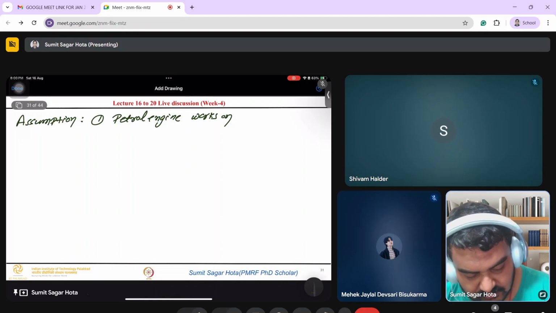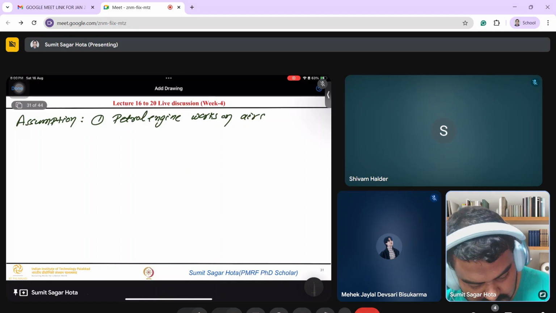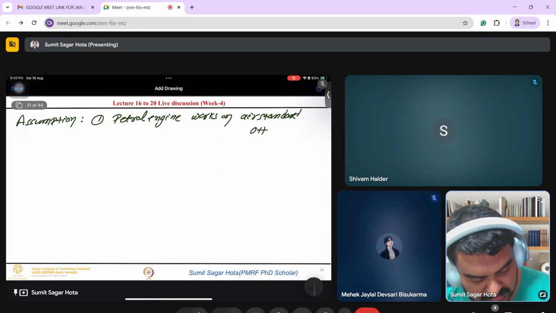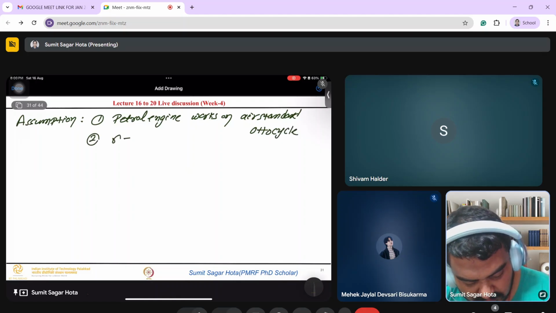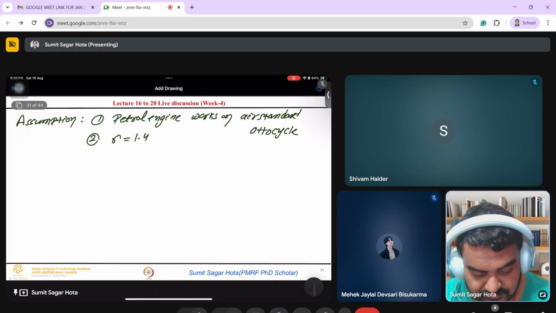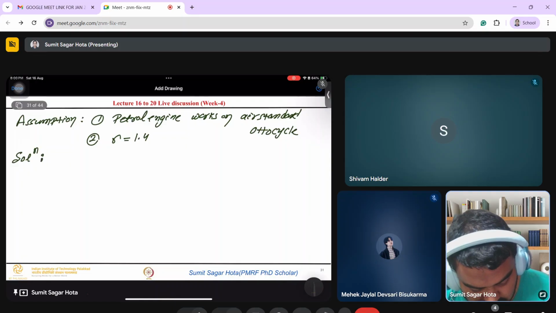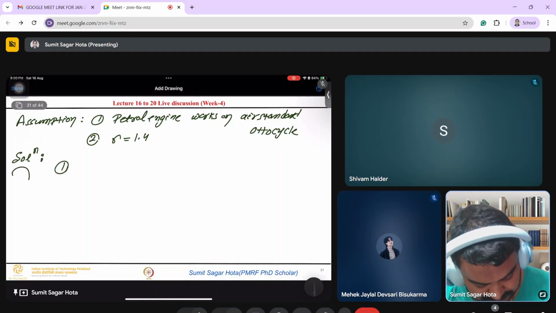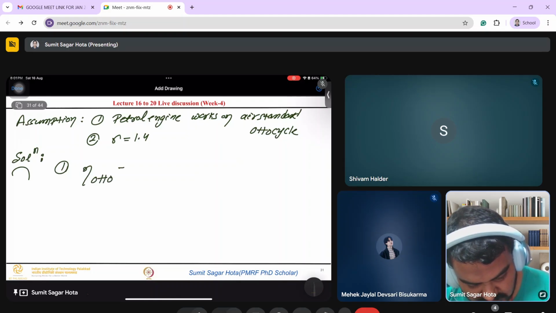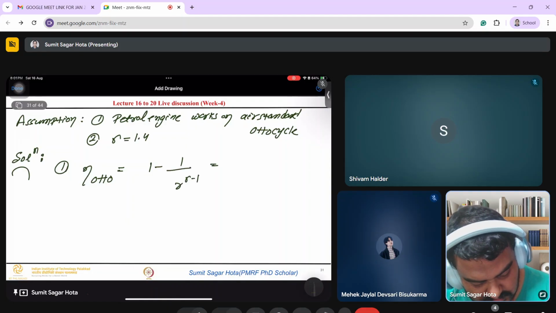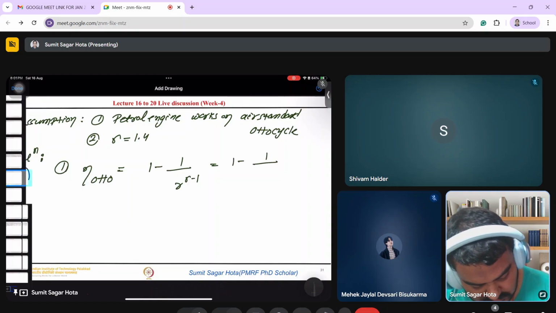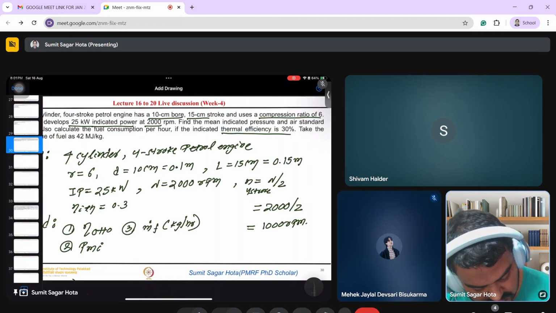So I am assuming the petrol engine works on an air standard cycle, because in a practical scenario it won't work that way, there will be some losses. And I am assuming gamma is 1.4. Actually it need not be 1.4, it can be 1.39, 1.41 like that. So let's start the solution. First question, the efficiency of the Otto cycle will be 1 minus 1 by r to the power gamma minus 1, is equal to 1 minus 1 by, we have the value of r as 6.